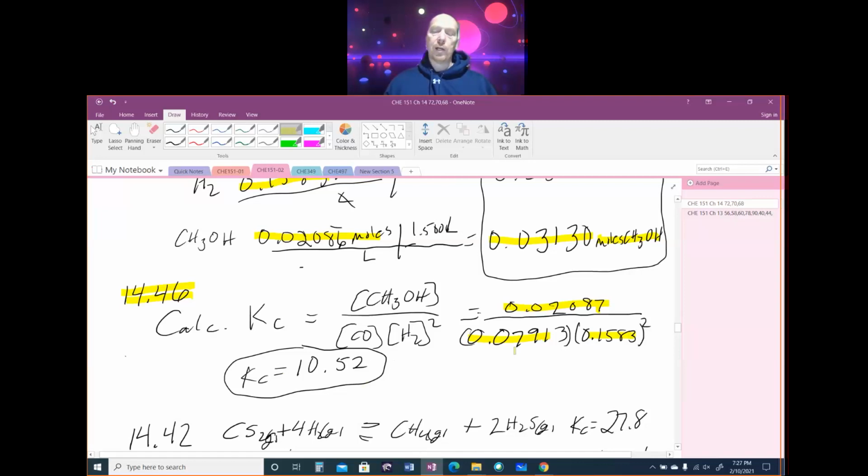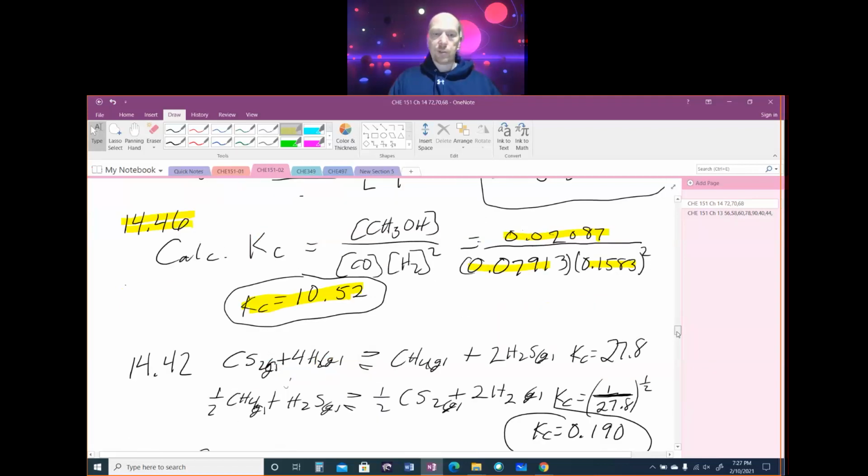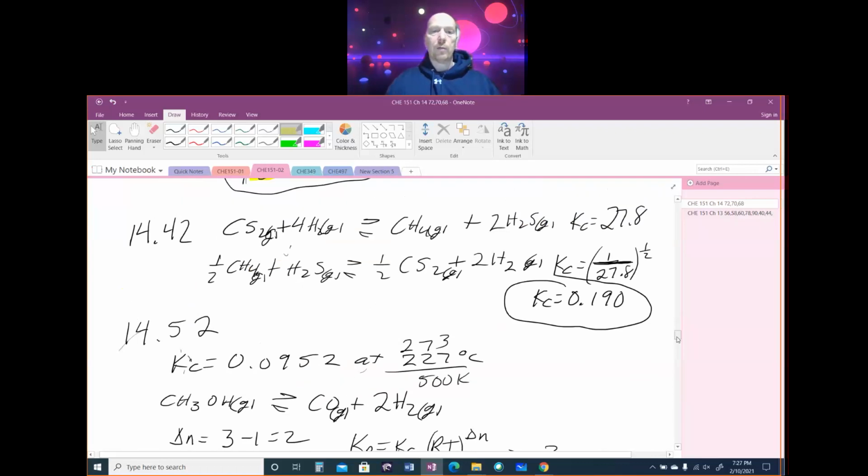When you push the buttons, everything here has 4 significant figures, and so 3 or 4 significant figures here would be fine. 10.5 or 10.52 is your answer to number 14.46. All right, in 42, we have the reaction given, we have a Kc given. All right, so we have this reaction, we're given the Kc value. Then it says, what is the Kc for this reaction?